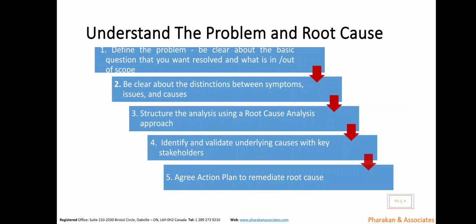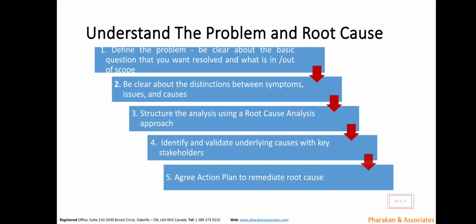It is very likely that there will be several issues, several symptoms, several causes. So when conducting a root cause analysis, it's important to isolate them in their different buckets. The third thing to do when conducting a root cause analysis is the need to structure the analysis using a root cause analysis approach. And this is where we will be getting into talking about different methods or different approaches to conducting root cause analysis.